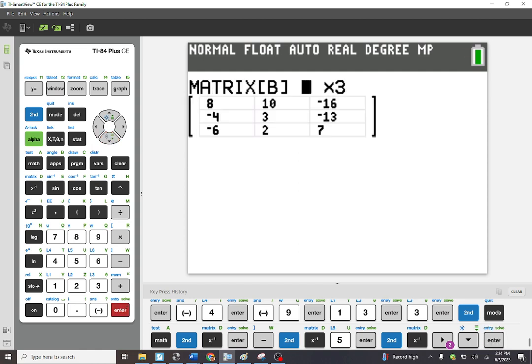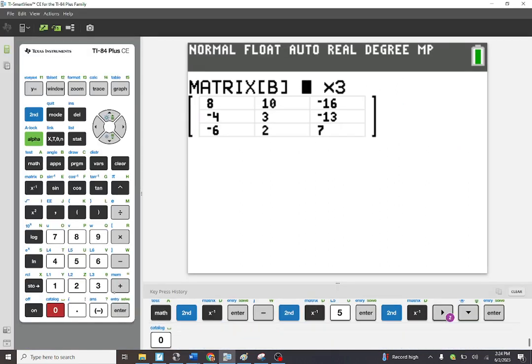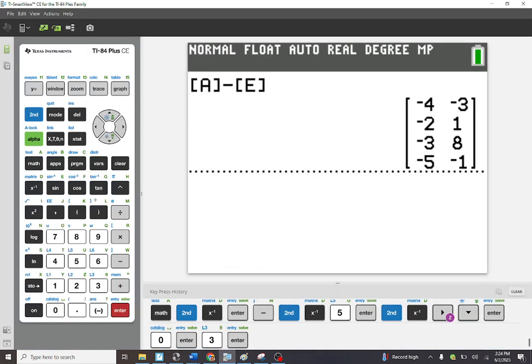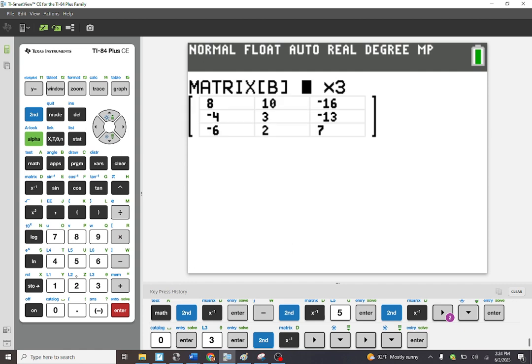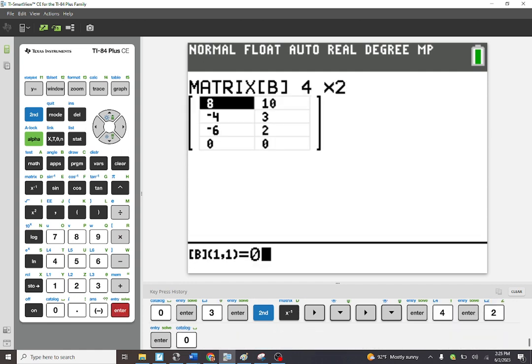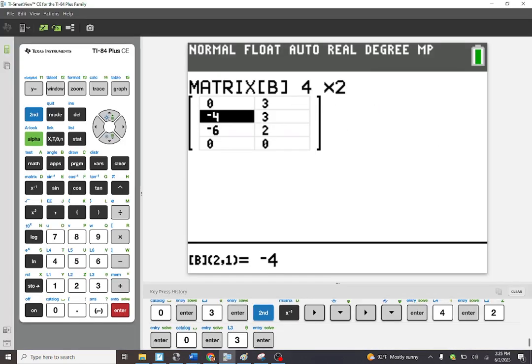So let's edit this one. 0, 3, -8, 6. The matrix. Going to make this a 4 by 2. 0, 3, -8, 6, 1, -2.